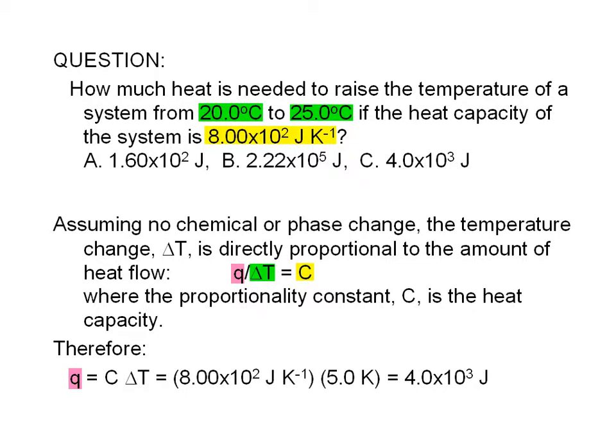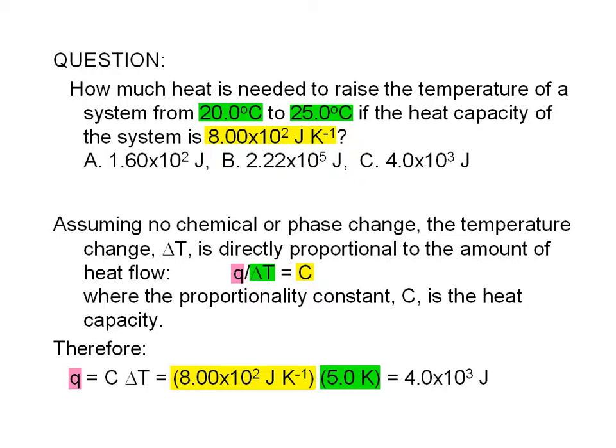Q equals C times delta T. The amount of heat flow is equal to the amount of heat for every degree change in temperature, times the actual change in temperature. 25 degrees Celsius minus 20 degrees Celsius is equal to 5 degrees Celsius. Note that 1 degree change on the Celsius scale is equivalent to a change of 1 Kelvin. So our delta T is 5 Kelvin.